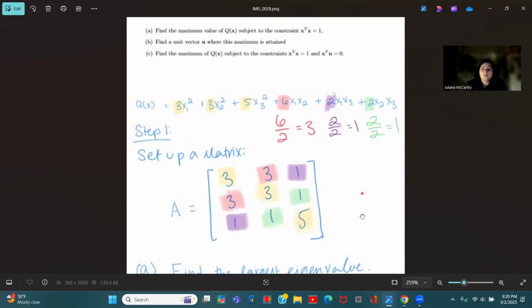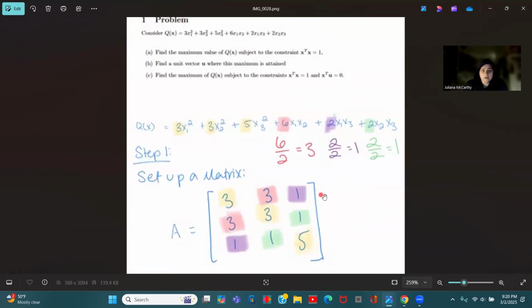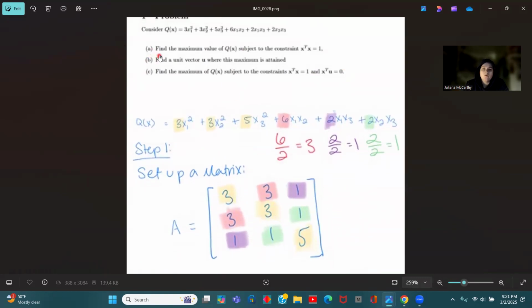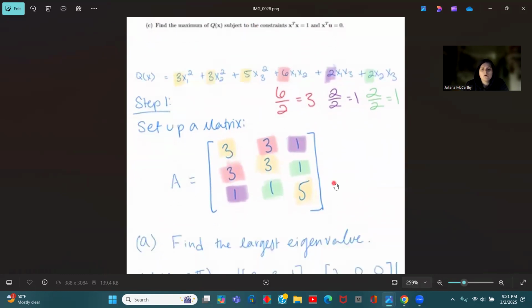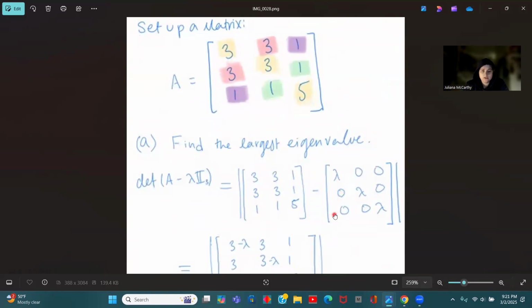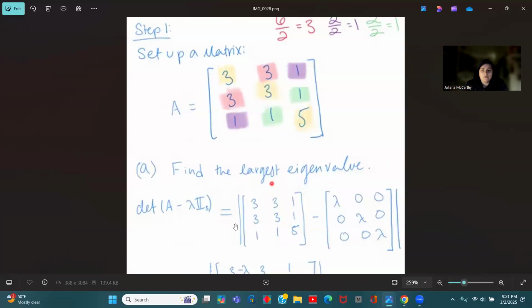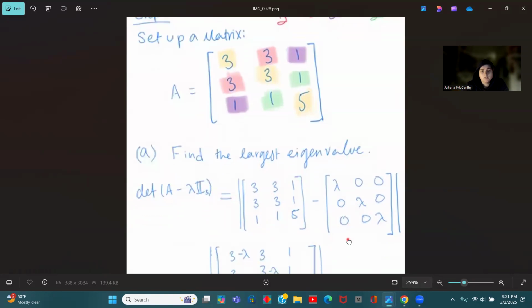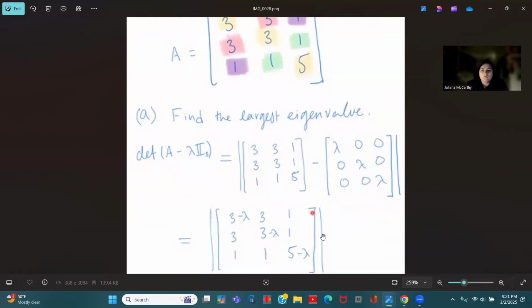And now we can start solving for A. So when it says find the maximum value of q of x subject to the constraint x transpose x equals 1, what it's really asking for is just to find the maximum eigenvalue. So we're just going to find the eigenvalues and then find which one is the largest. So we have our matrix here that we just made. To find the eigenvalues, we take the determinant of A minus lambda times the identity matrix. So we have this.